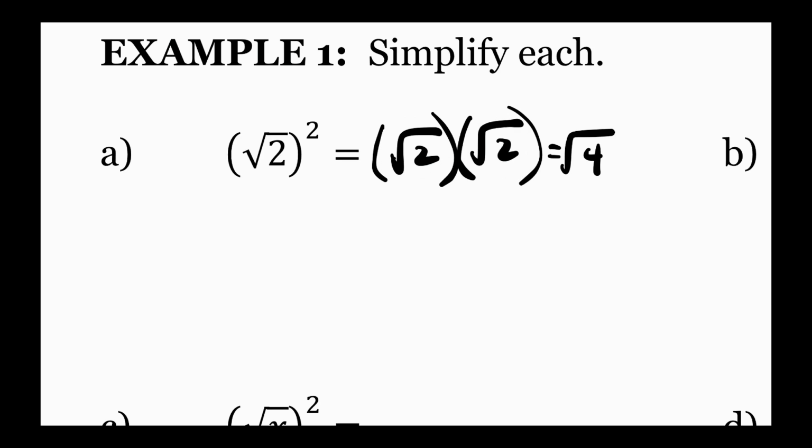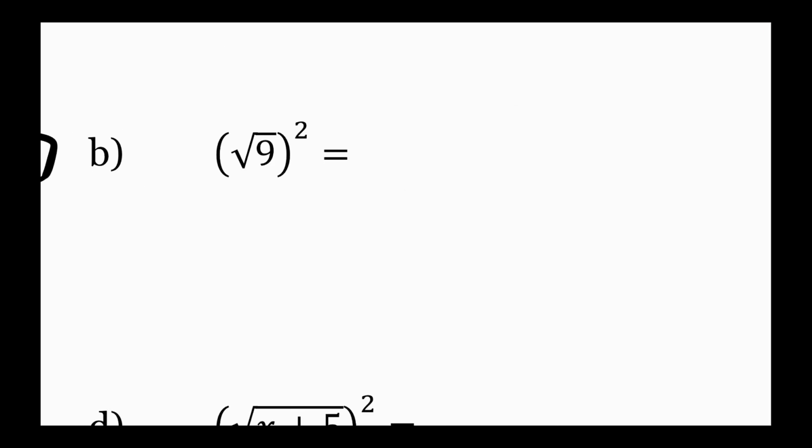Only multiply radicands with radicands and coefficients with coefficients. Okay. So the square root of 4. What is the square root of 4? 2. So 2 is my final finished product answer, right? Okay. Let's do B.